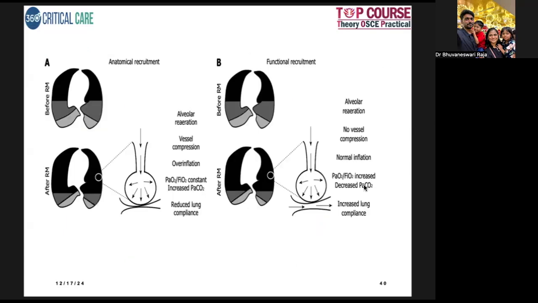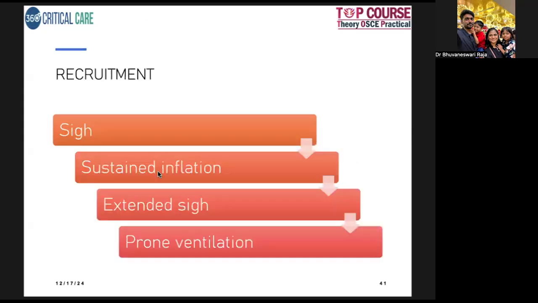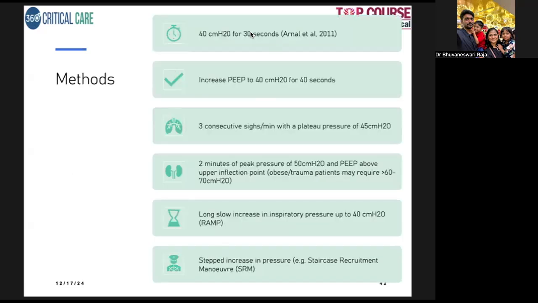So in the picture, you can see the recruitment maneuver can do anatomical recruitment as well as functional recruitment. The recruitment maneuvers can be of various types: sigh, sustained inflation, extended sigh, prone ventilation. The methods are 40 centimeters of water for 30 seconds, increase the peak to 40 centimeters of water for 40 seconds, 3 consecutive sighs per minute with a plateau pressure of 45 centimeters of water, 2 minutes of peak pressure of 50 centimeters of water and PEEP above upper inflection point, slow increase in the inspiratory pressure up to 40 centimeters of water, and stepped increase in the pressure. So it's also called staircase recruitment maneuver.